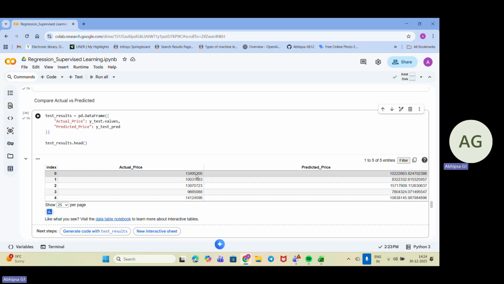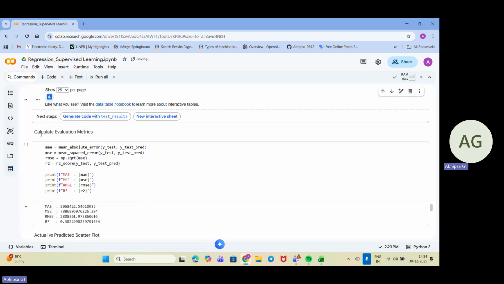We have 1 2 3 4 5 6 7 8 digits, and 1 2 3 4 5 6 7 8 digits. So my predicted value is lower than the actual value, right? So that we can see here. Now we need to calculate the evaluation matrix. So this is my evaluation matrix that we are getting.